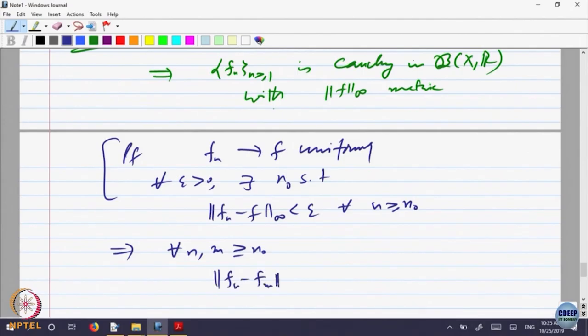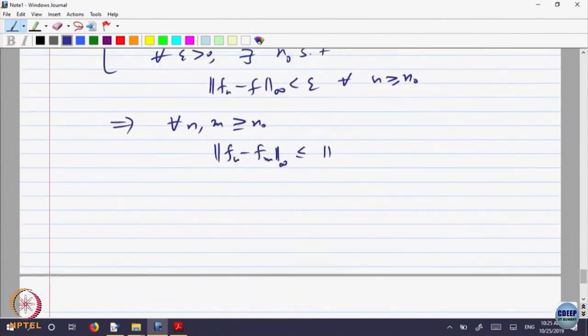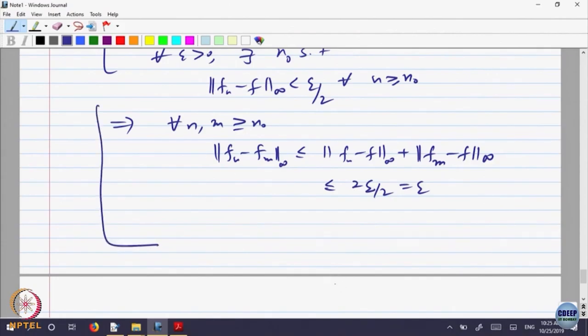For Cauchiness, we have to say that two terms are close, but this is less than or equal to, by the triangle inequality for the norm, the norm of f_n minus f plus f_m minus f, right? So, that is less than 2 epsilon. If you want to be very nice, you can make it epsilon by 2 and get epsilon, right. So, this is the proof: every convergent sequence is Cauchy. I am repeating the proof, that is all, nothing more than that.